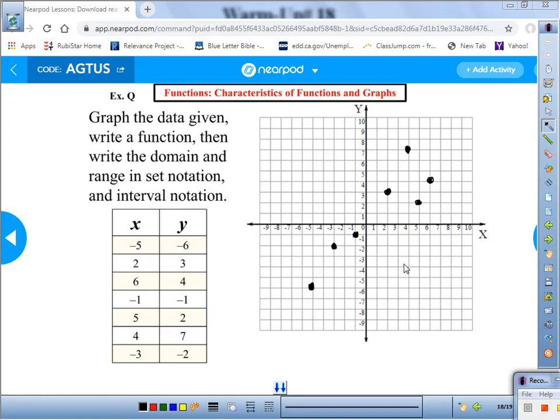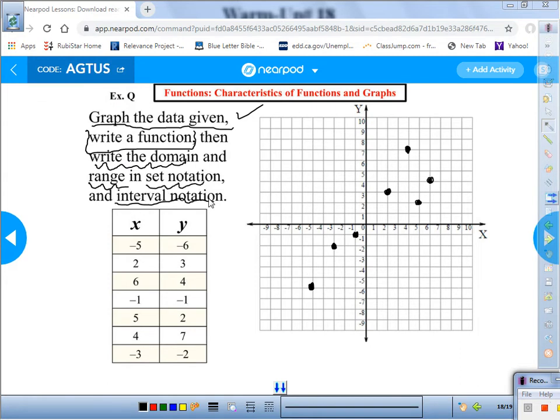Yes? Okay. So let's see what they're asking us to do. Number 1, graph the data given. Did we do that? Check. We're done. Next, write a linear function. Here it just says function, but we're focusing on the linear function. We need to do that. But before we do that, I want us to write the domain and the range, and we're going to use set and interval notation. Okay?